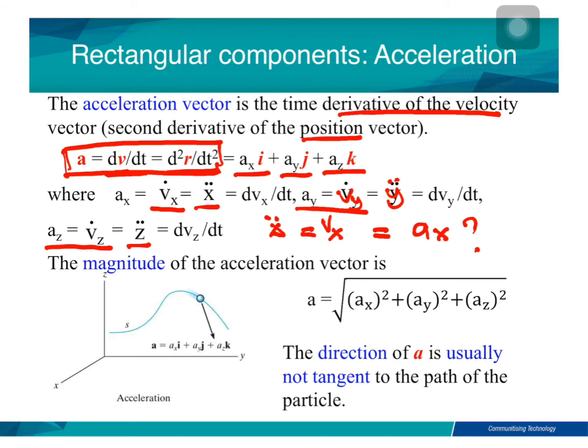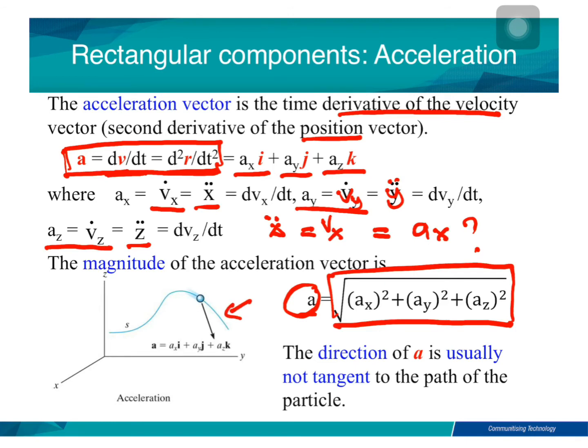Now after you determine ax, ay and az, you can determine the magnitude of the acceleration. Alright, you must remember the direction of the acceleration is usually not tangent to the path. It is tangent to the hodograph. Okay, understand?